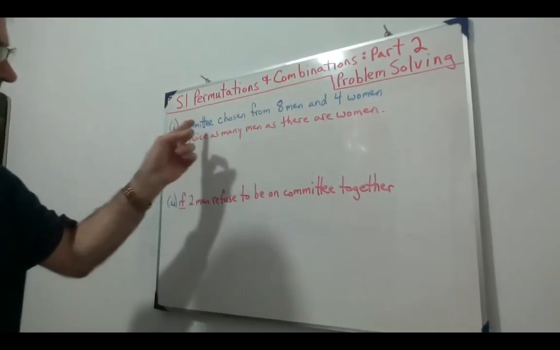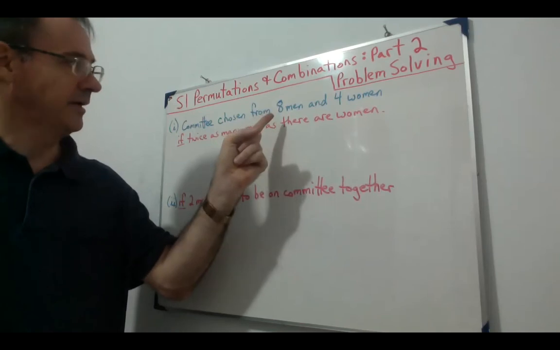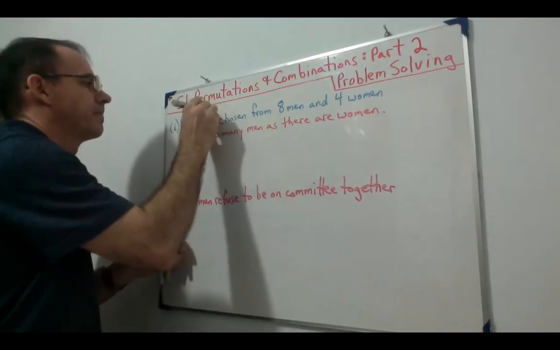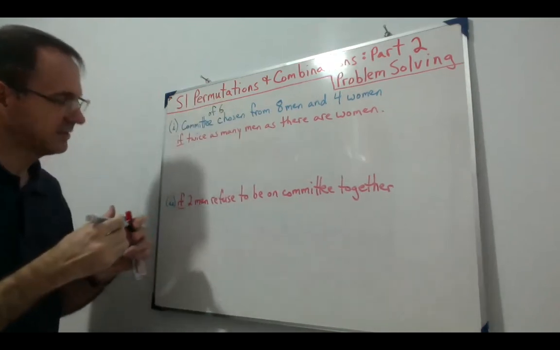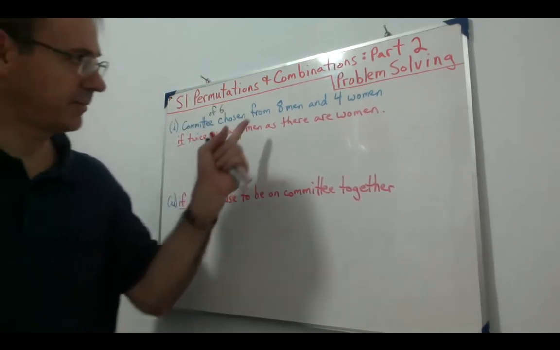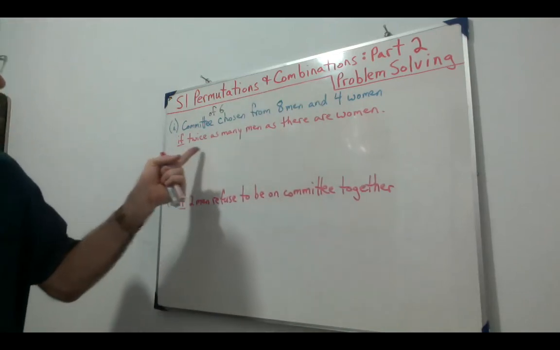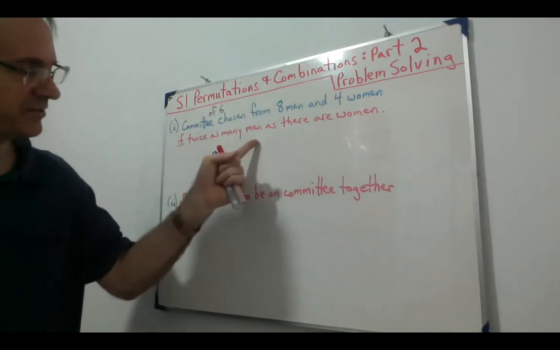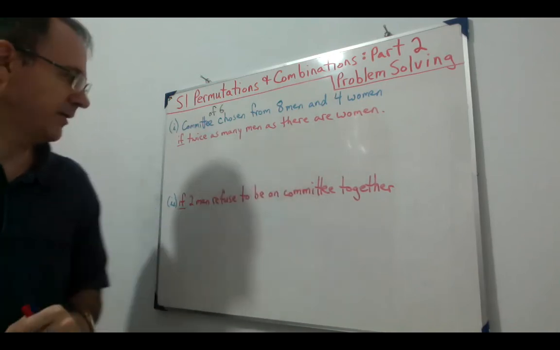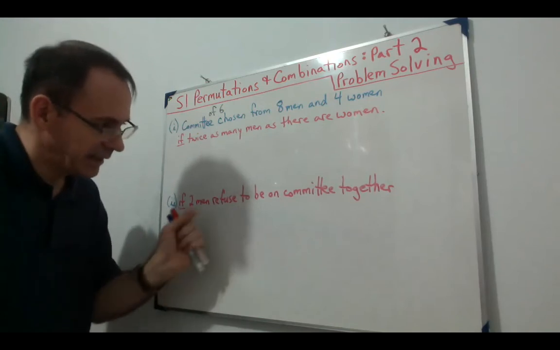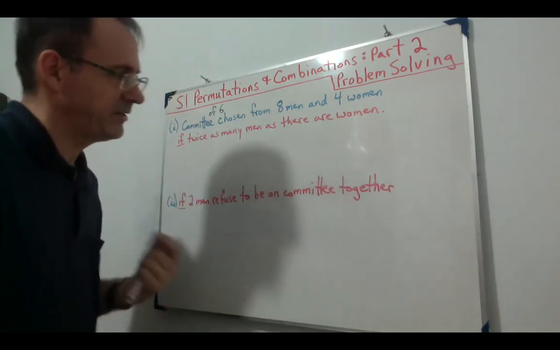So again, we have a committee being chosen. A committee of 6 to be chosen from 8 men and 4 women. There have to be twice as many men as there are women on the committee, or if 2 particular men refuse to be on the committee together.